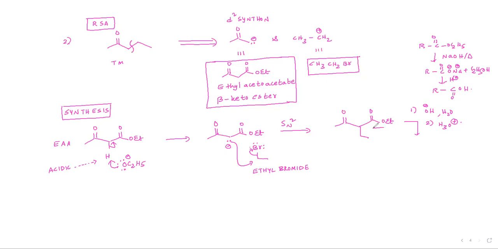Now that turns C double bond O OEt into C double bond O CH2 CH3, and then this becomes C double bond O OH. Now this is alpha and this is beta, so this is a beta keto acid. This beta keto acid on heating undergoes decarboxylation very easily. So minus CO2 will give you CH3 C double bond O, CH2, CH2 CH3. So this is 2-pentanone.